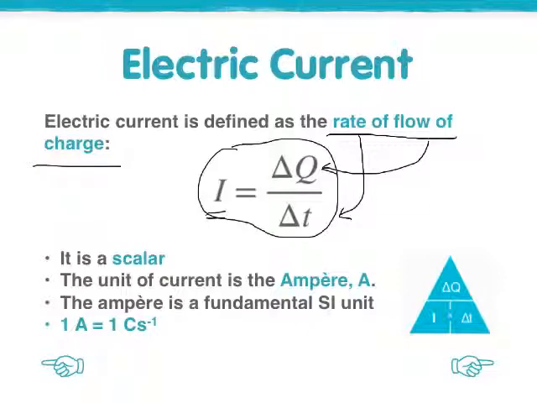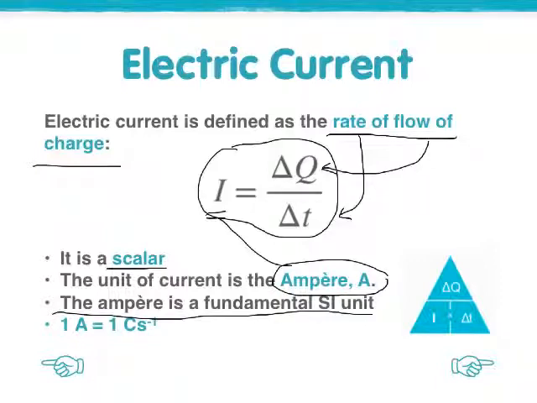Current I is a scalar and has units of amperes, A. The ampere, if you remember from last year, is a fundamental SI unit and can be expressed as 1 coulomb per second. So 1 ampere would be equivalent to 1 coulomb flowing in 1 second.